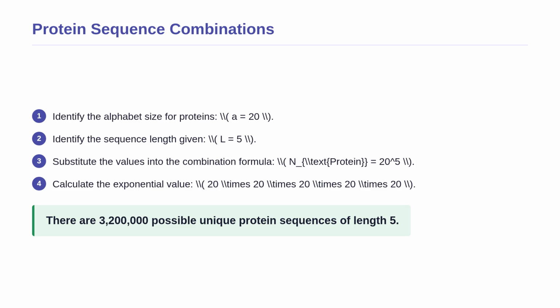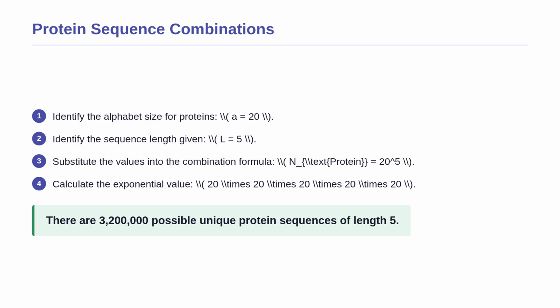Now, let us compare that DNA result with a protein of the exact same length. We are still looking at a sequence length L of 5. However, for proteins, the alphabet size A is 20 because there are 20 standard amino acids. Using the same formula, we substitute A equals 20 and L equals 5, giving us 20 to the power of 5. When we multiply 20 by itself 5 times, the result is drastically different.